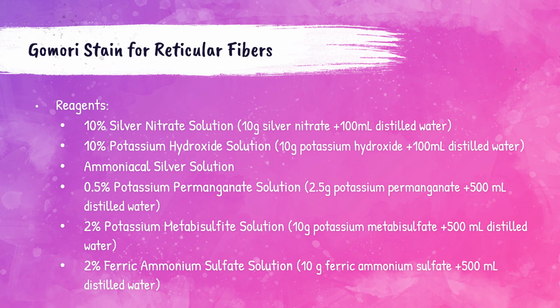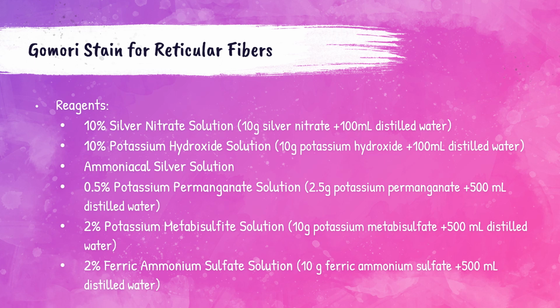The reagents for the Gomori stain for reticular fibers are as follows, and as a note here we have 2 slides full of reagents. 10% silver nitrate solution, which is prepared by combining 10 grams of silver nitrate with 100 milliliters of distilled water. 10% potassium hydroxide solution, which is prepared by combining 10 grams of potassium hydroxide with 100 milliliters of distilled water. Ammoniacal silver solution. 0.5% potassium permanganate solution, which is prepared by combining 2.5 grams of potassium permanganate with 500 milliliters of distilled water.